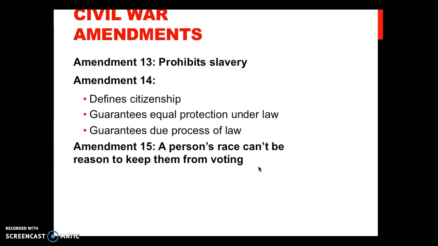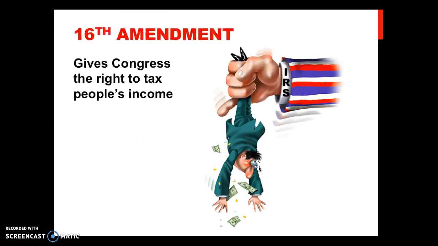And then Amendment 15 stated that a person's race, in essence, cannot be a reason to keep them from voting. Again, this was to ensure that 13 gave us an end to slavery, 14 defined citizenship for these former slaves, and Amendment 15 gave former slaves the right to vote because they were citizens. That one, we'll learn throughout the year, was not enforced well, and most black men in the South were not able to vote.